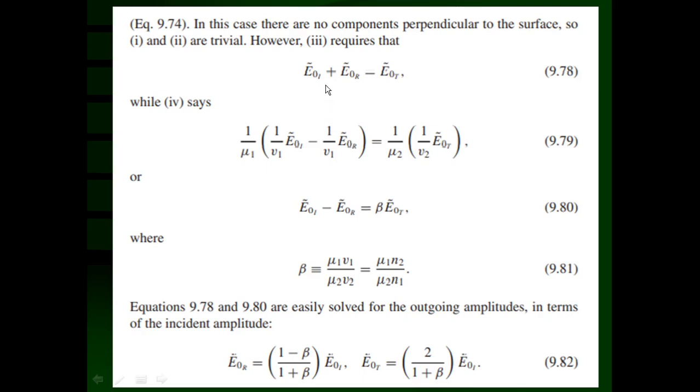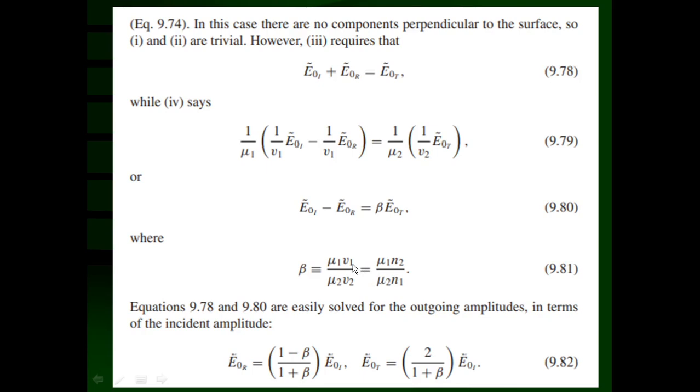This is from the electric field parallel components, this is from the magnetic field parallel components, and we have obtained two equations, and we can solve these two equations for E0R and E0T. E0R is the magnitude of the electric field of the reflected wave, and E0T is the magnitude of the electric field of the transmitted wave, which can be solved in terms of the magnitude of the electric field of the incident wave. So solving these two, we can say that beta is equal to mu1 V1 upon mu2 V2.